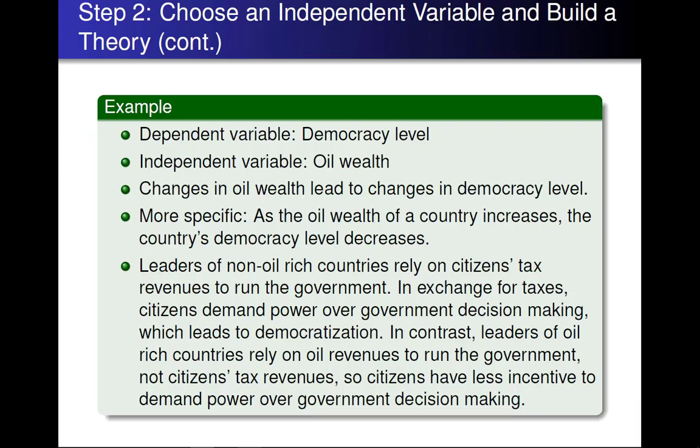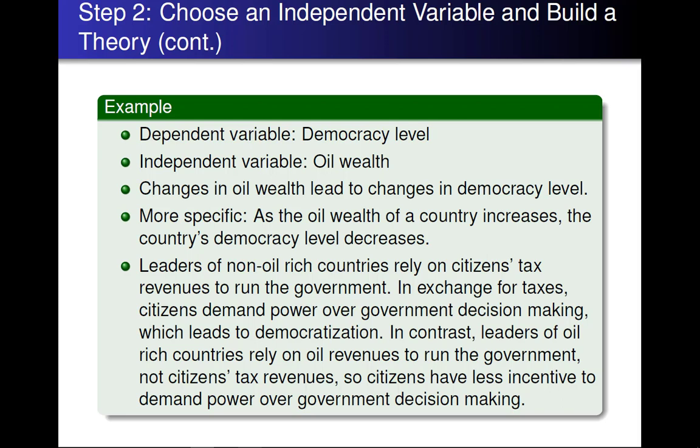As an example of theory building, imagine our dependent variable was democracy level and our independent variable was oil wealth. We could expect that changes in oil wealth lead to changes in democracy level. More specifically, we could expect that as the oil wealth of a country increases, the country's democracy level should decrease. This tells us how the independent variable influences the dependent variable.